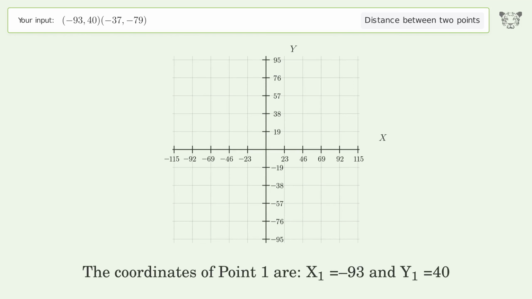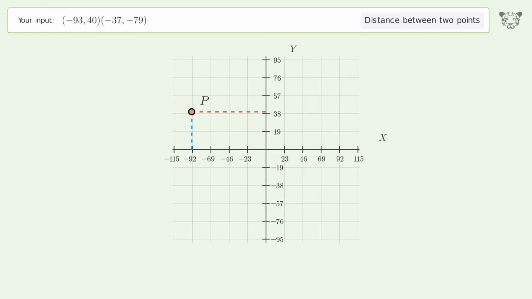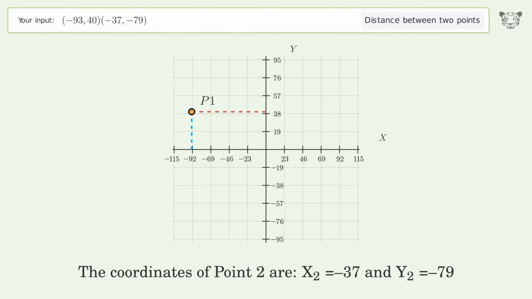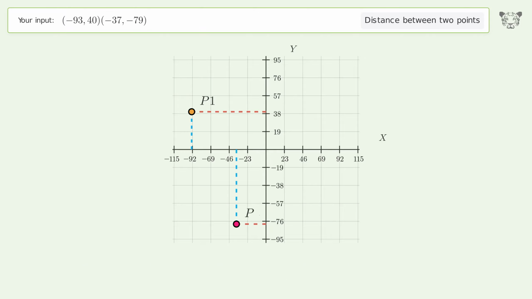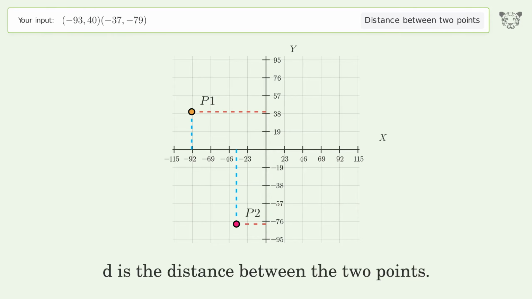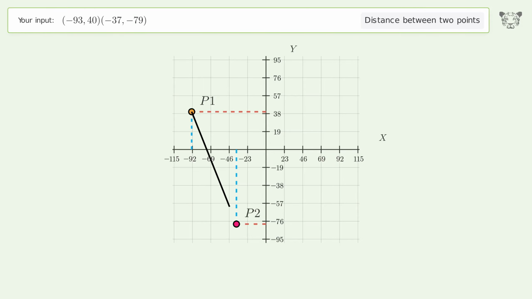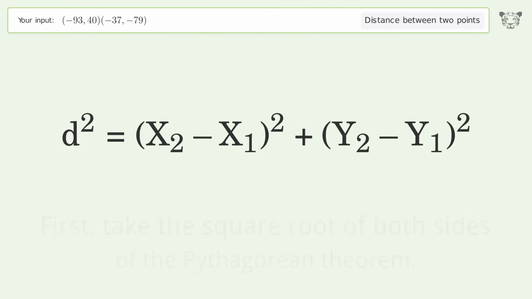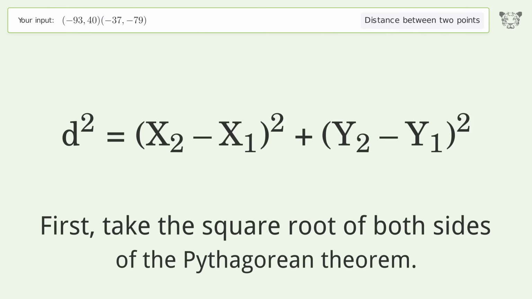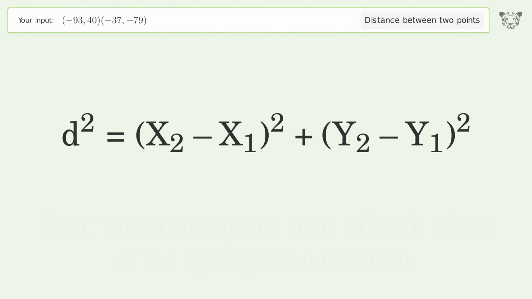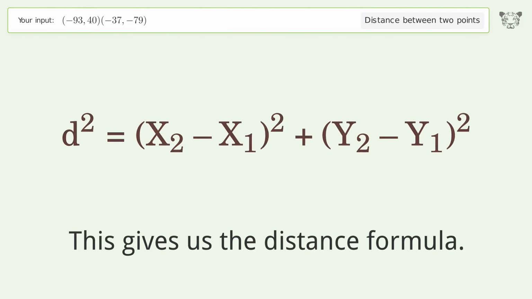The coordinates of point 1 are x1 equals -93 and y1 equals 40. The coordinates of point 2 are x2 equals -37 and y2 equals -79. D is the distance between the 2 points. First, take the square root of both sides of the Pythagorean theorem. This gives us the distance formula.